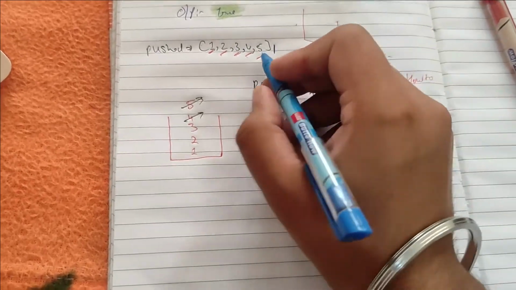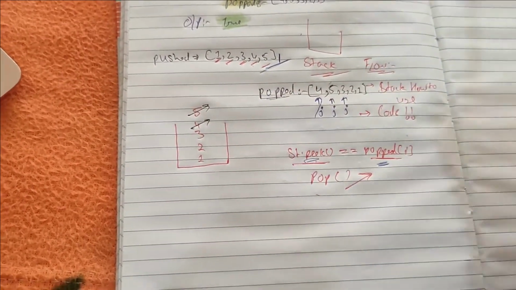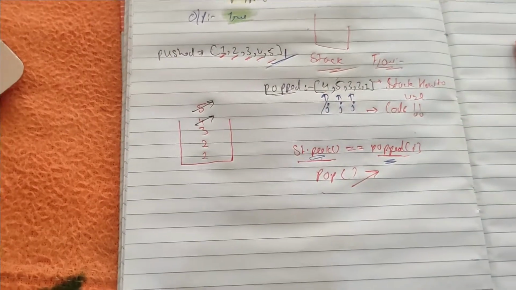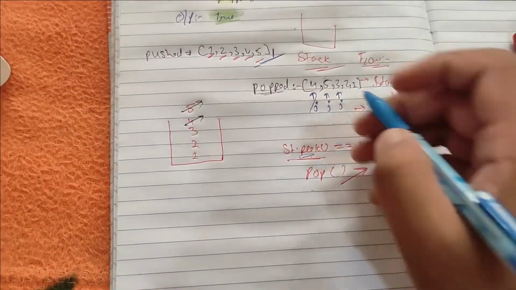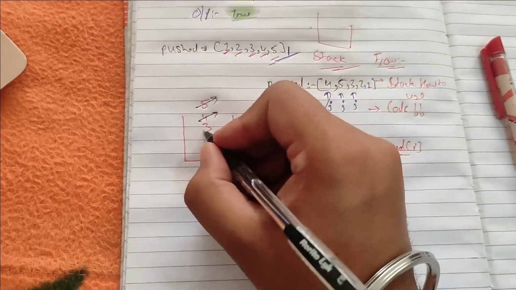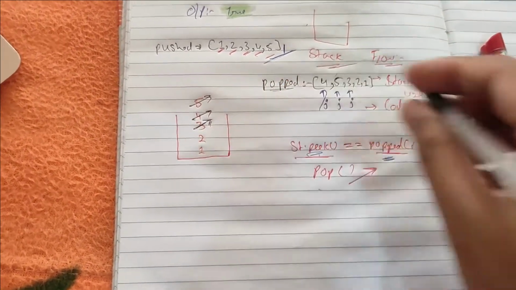So right now we just finished our push array. Now all the remaining elements are present in our stack. So now I will just use my pop array. My pop is pointing at 3, so I will simply pop out the 3 from this stack. So I have popped out 3 from my stack.